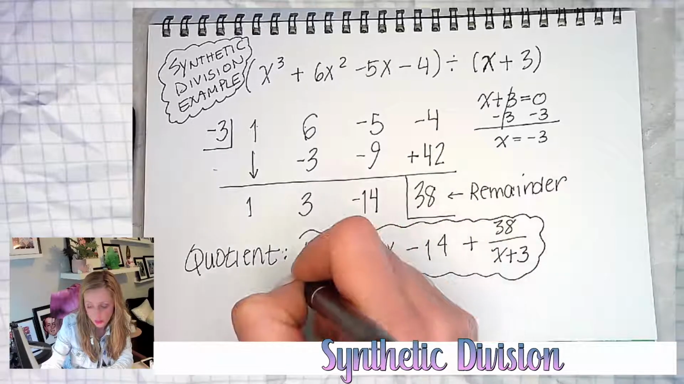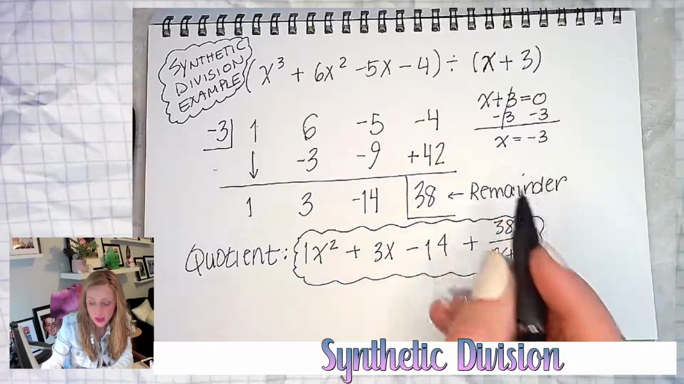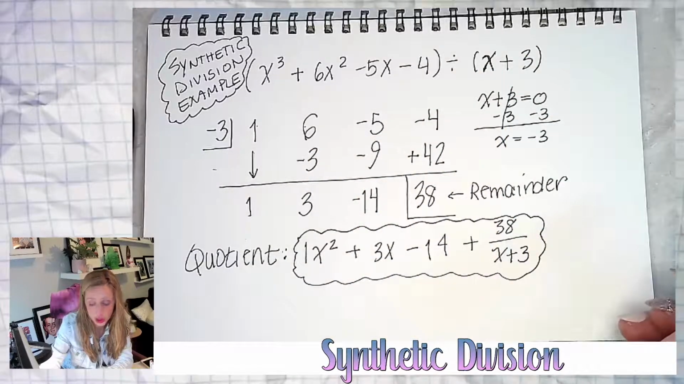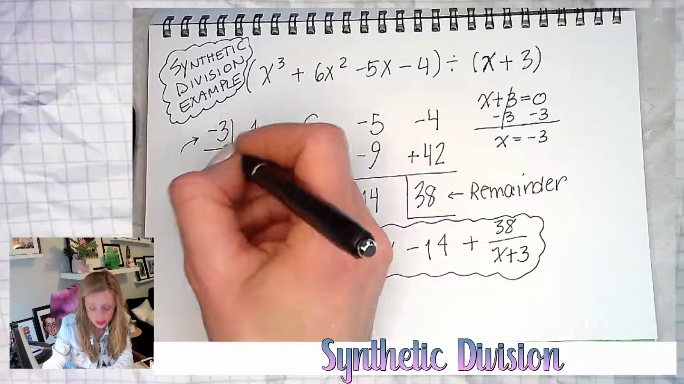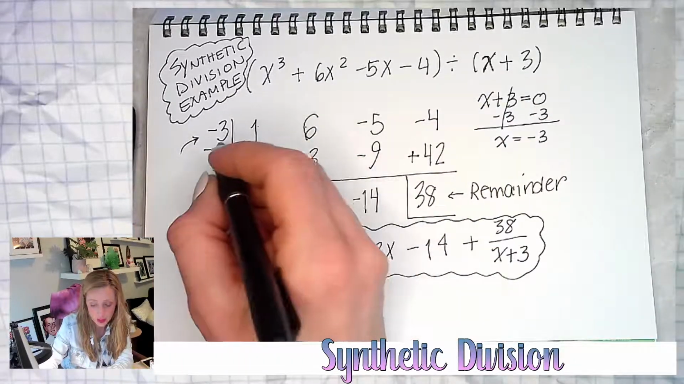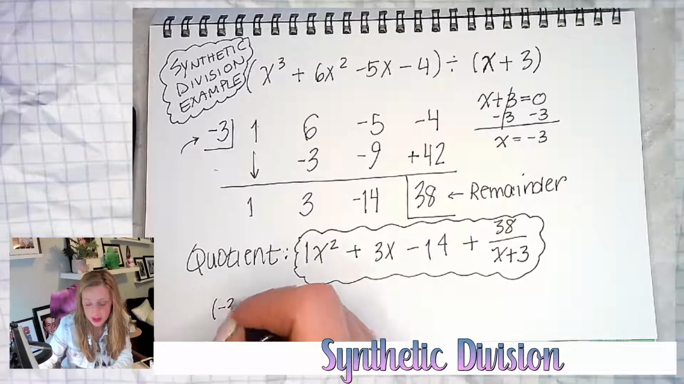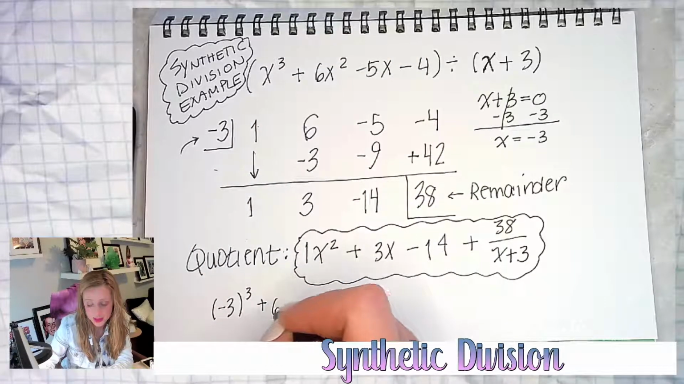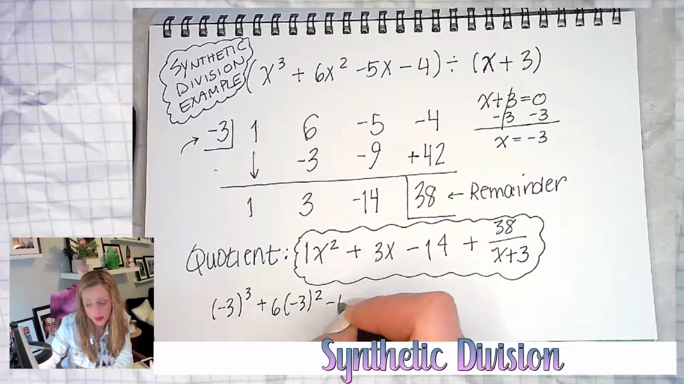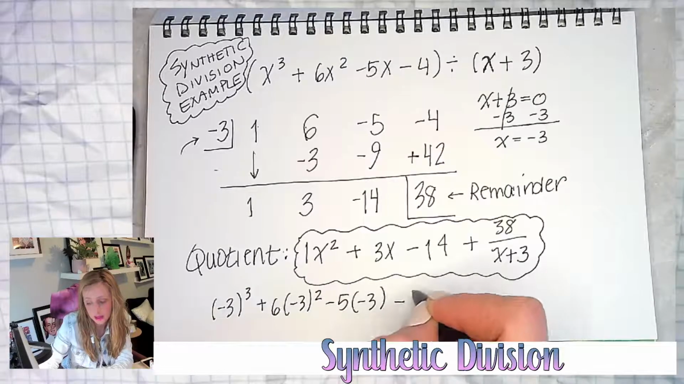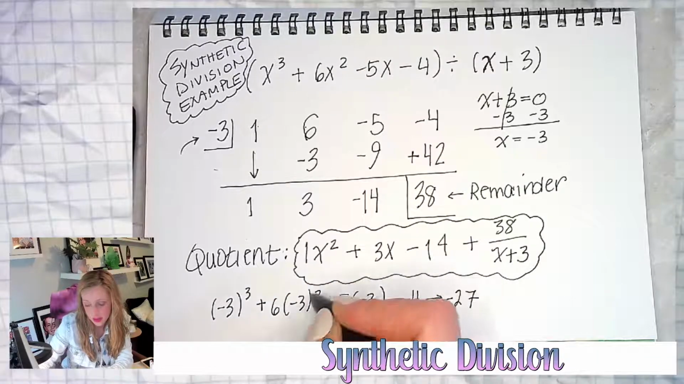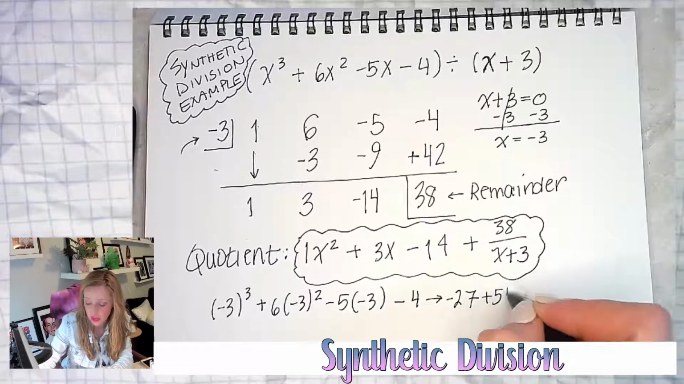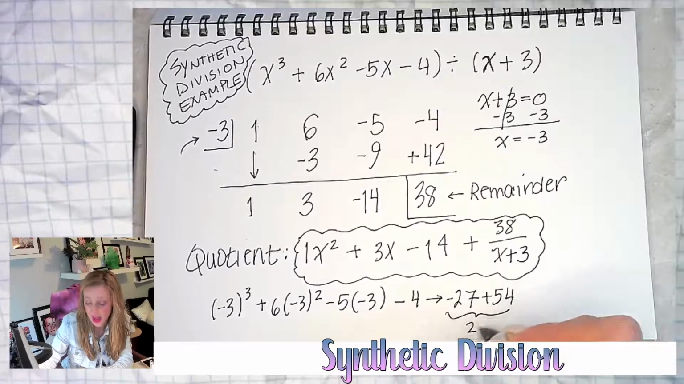And lastly, one bonus piece of this, the other way to figure out what your remainder will be or check your work is you take this number right here in the box, -3, not +3. You take that number, -3, we fill it in for x. -3 cubed plus 6 times -3 squared minus 5 times -3 minus 4. We evaluate, that's -27. This is 9 positive times 6, so it's plus 54, which this actually equals positive 27.